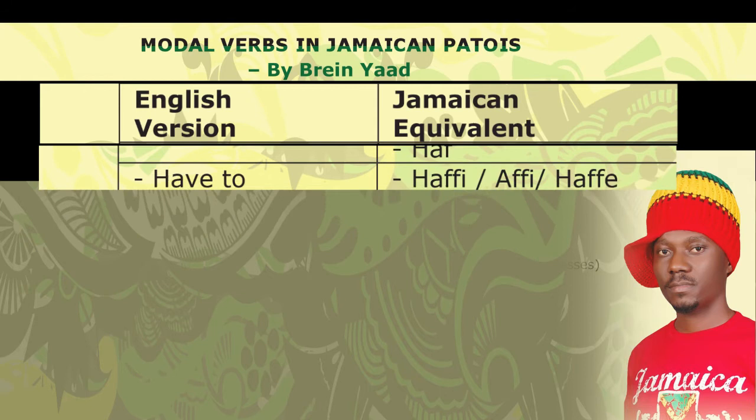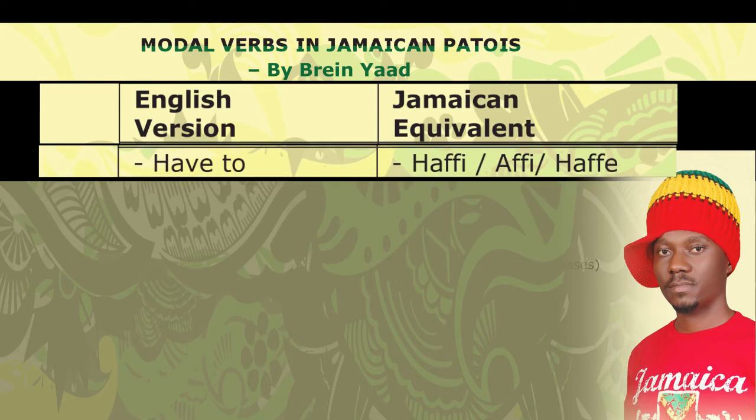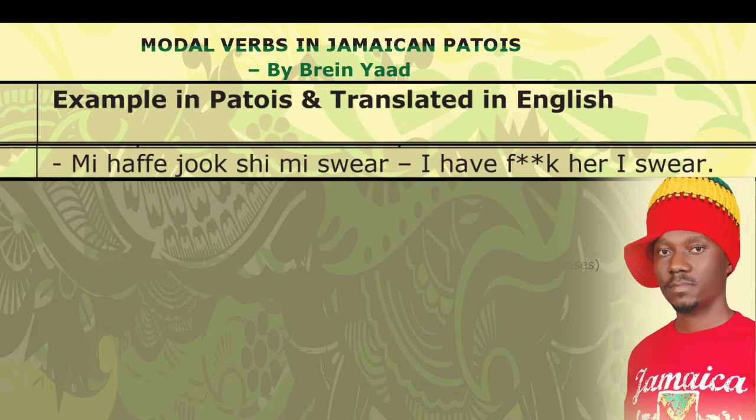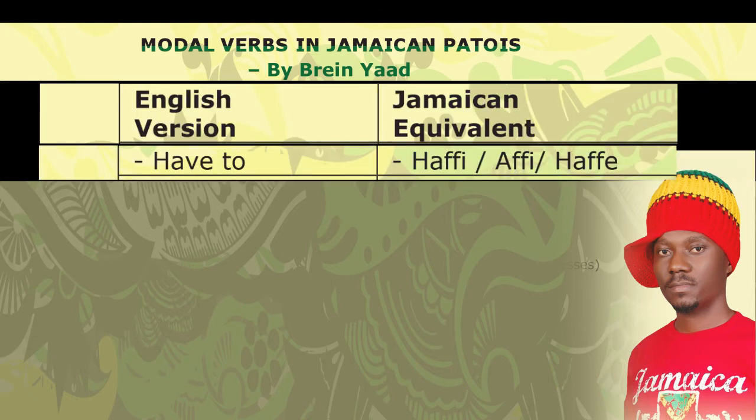How do you say have to? Have to, simply we use "hafi" or "afi." So somebody will say something like this: "Mi afi juk shi mi swear," meaning I have to make love to her, I swear.